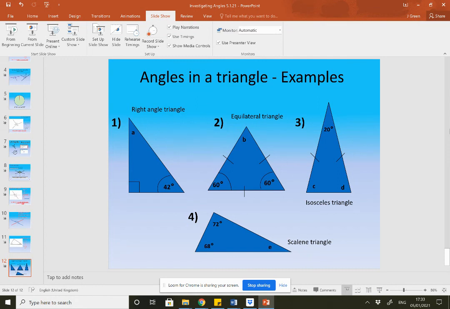Now, a scalene triangle, I always call a wonky triangle, Miss Beresford. All the angles are different. So with that, you do need two of the angles. You've got 72 and 68, which is 140. So E's really easy because from 140 to 180 is 40 more. So E's 40. Now that gives you a brief introduction to angles.